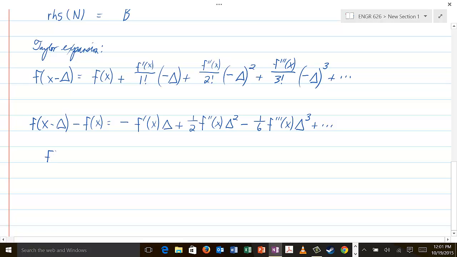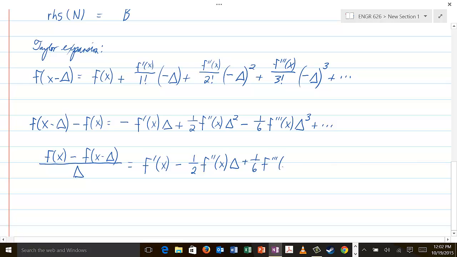So we get f of x minus f of x minus delta over delta, that's what we get on the left hand side if we divide through by negative delta. See, I've used the negative sign to flip the numerator, and of course the delta is in the denominator. And now I need to divide the right hand side by negative delta, and so we get f prime of x minus 1/2 f double prime of x times delta. Delta instead of delta squared, because remember we're dividing through by negative delta, plus 1/6 f triple prime of x times delta squared plus dot dot dot.